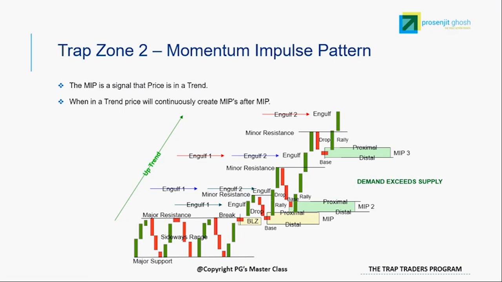Great. So MIPs happen when price is in trend, okay, uptrend or downtrend. When in uptrend, price will continuously create MIPs after MIPs like this, okay. So one MIP can create another MIP and so on and so forth. This can continue. One after another MIPs on the chart, okay. There can be gaps between MIPs. There can be MIPs which are tests of each other, okay.